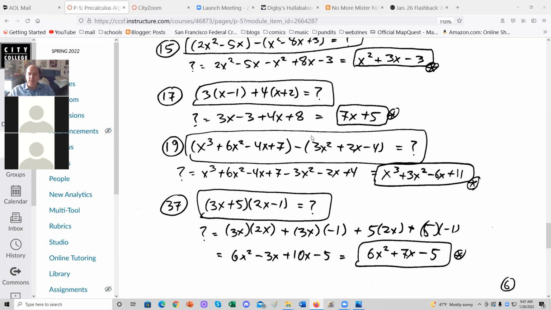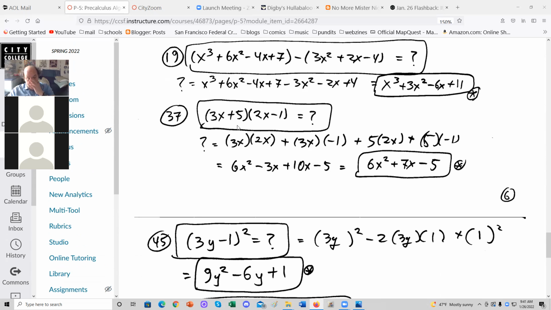We have x cubed plus 6x squared minus 4x plus 7 minus the quantity 3x squared plus 2x minus 4. Okay, again, we'll distribute the negative sign over these three terms. Get x cubed plus 6x squared minus 4x plus 7 minus a 3x squared minus a 2x minus a negative 4 is plus a 4. Then combine like terms. There's only this x cubed, so there it goes. 6x squared minus 3x squared is a 3x squared. Minus 4x minus 2x is minus a 6x. 7 plus 4 is 11.